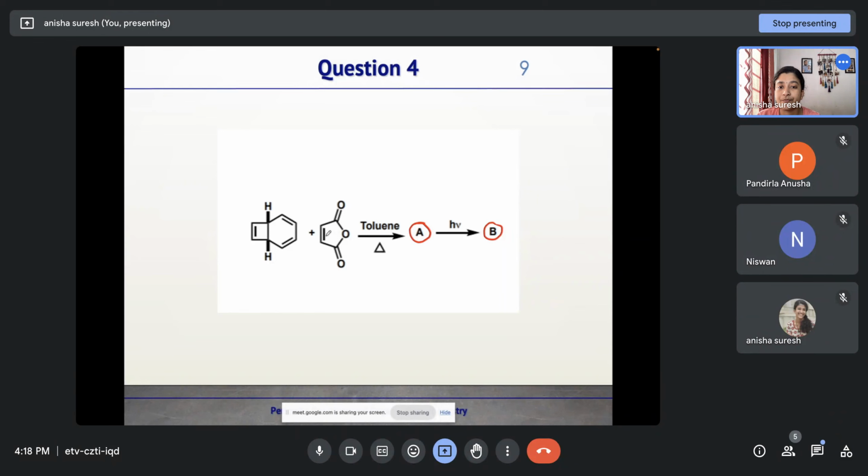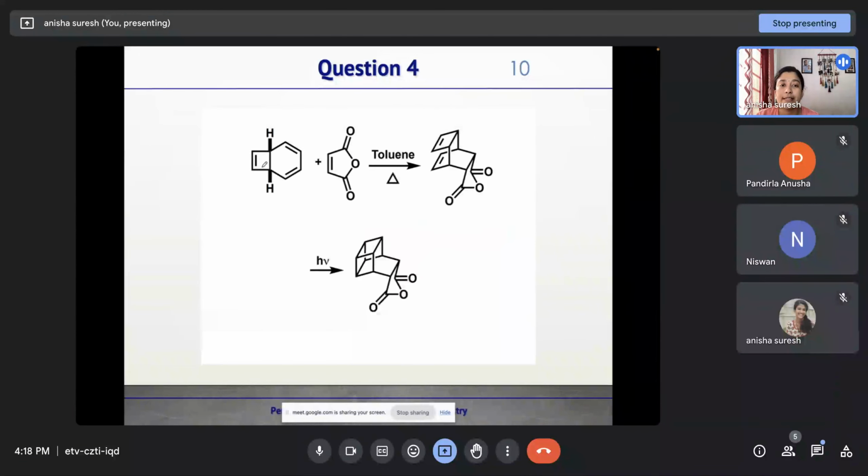Okay, diene and dienophile. So this is a 4 pi system, this is a 2 pi system. It will undergo 4 plus 2 cycloaddition, that is Diels-Alder reaction first under thermal condition. So we can see this will undergo a Diels-Alder reaction and we will get this product. Means we will be writing it in the other direction. We will flip it and write.